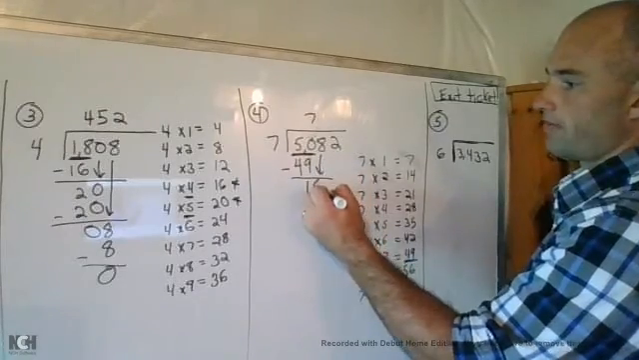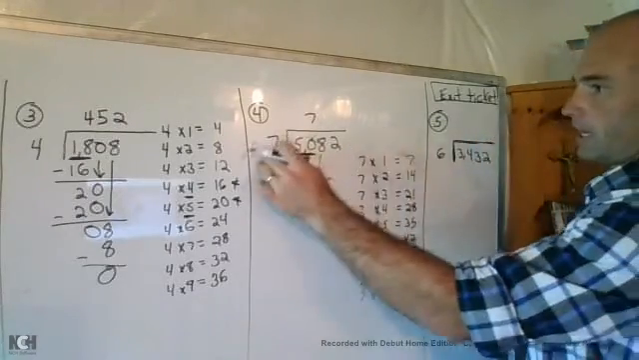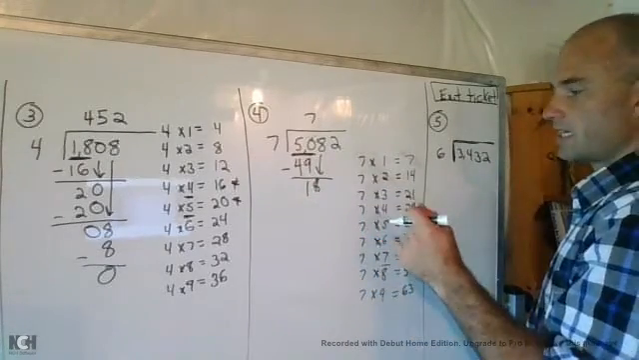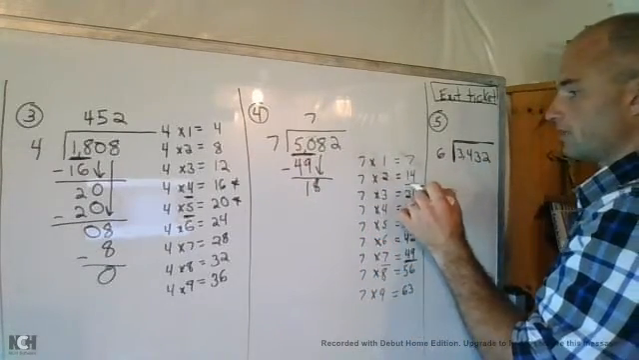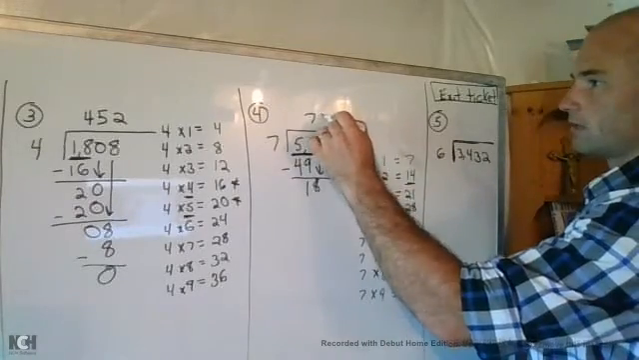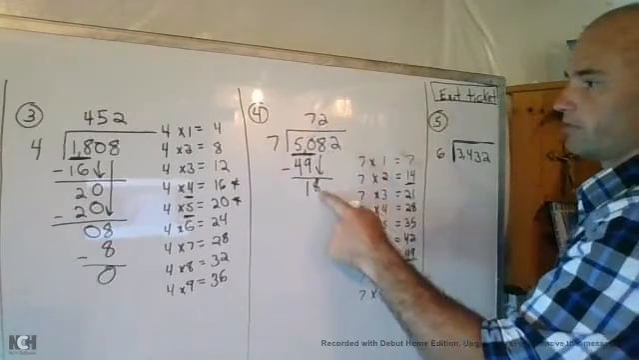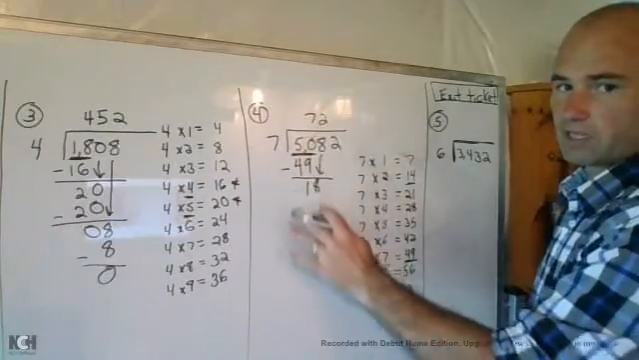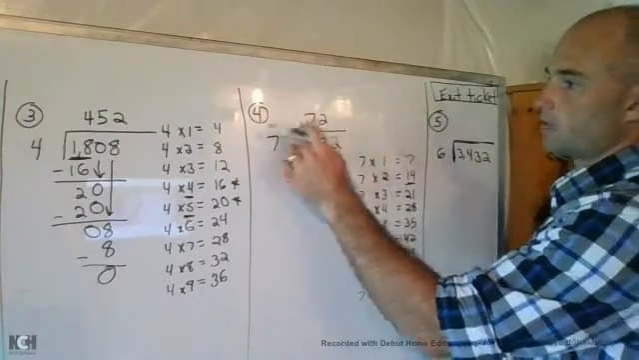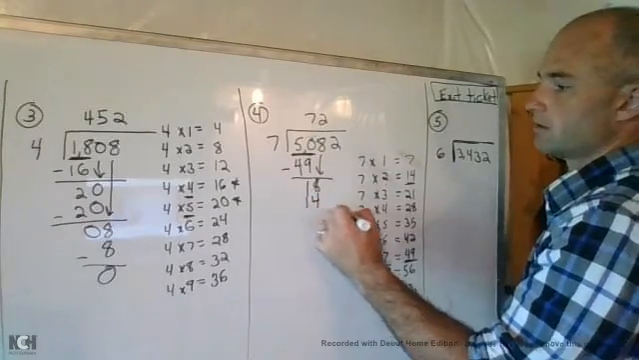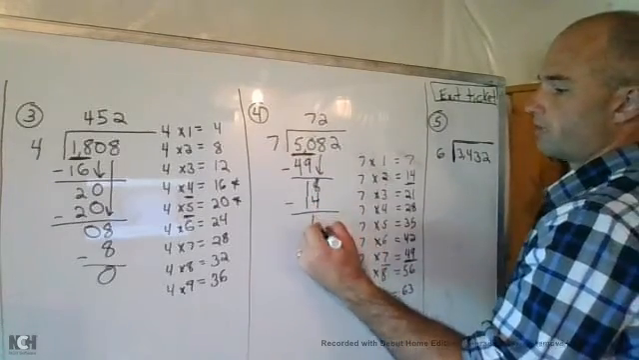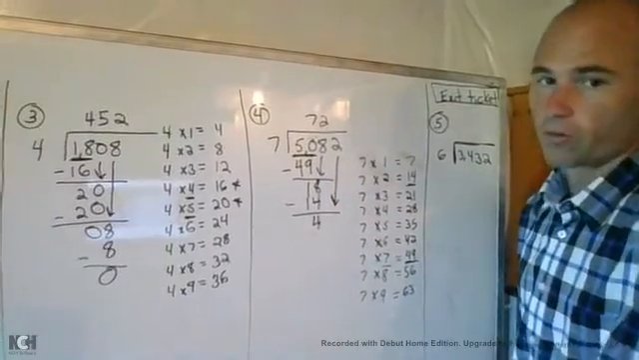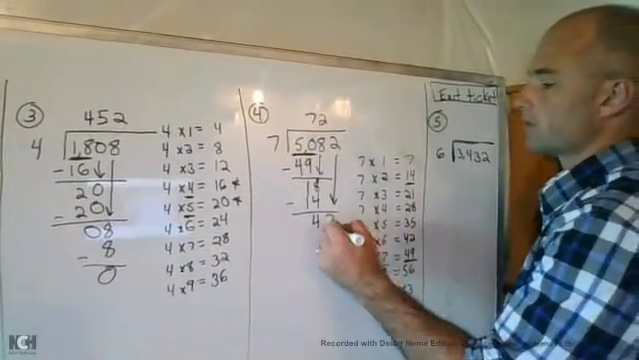I'll bring down my 8 from the tens place. 7 goes into 18. Closest I can get to it would be 14. So it took me 2 times to get there. Put the 2 above the 8 from 18. That's why it's really important to keep everything nice and neat. 2 times 7 equals 14. Subtract, I get 4. Now I'm bringing the 2 from the 1's place to make it a 42.